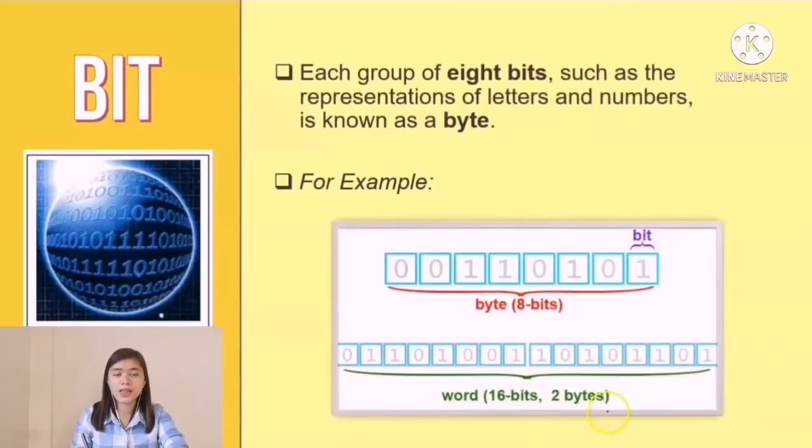Okay, for you to understand it more, we have here 1, 2, 3, 4, 5, 6, 7, 8. So this is equivalent to how many bytes? Okay, 1 byte. And another 1, 2, 3, 4, 5, 6, 7, 8. This is equivalent to how many bytes? Okay, very good. Another byte. So 1 byte plus 1 byte is equivalent to 2 bytes.